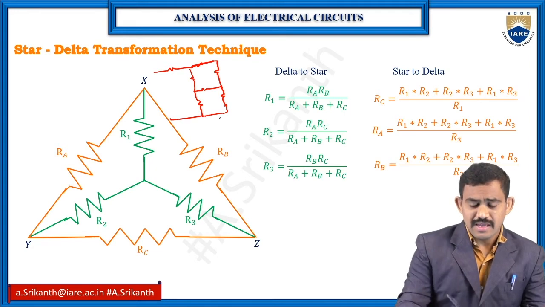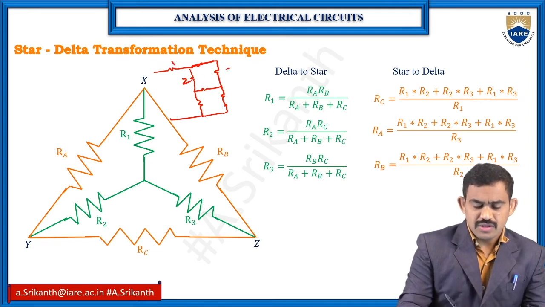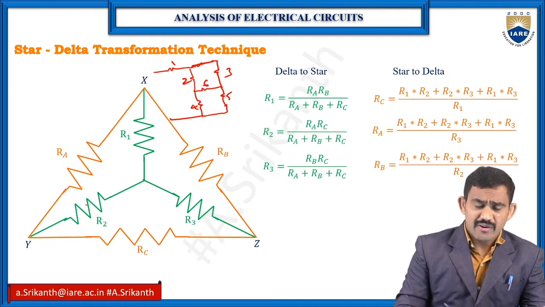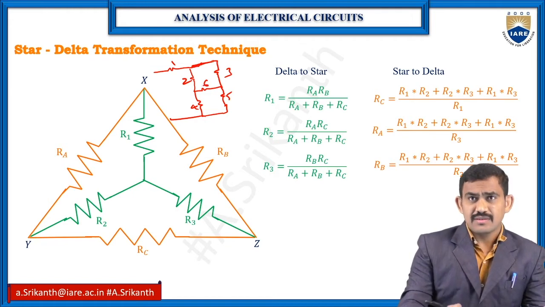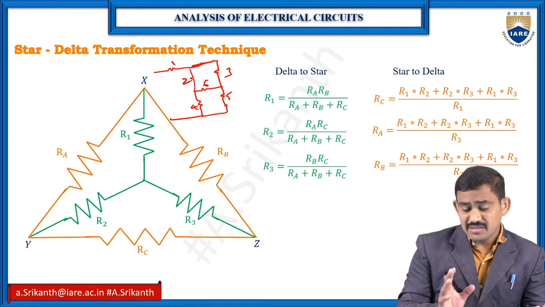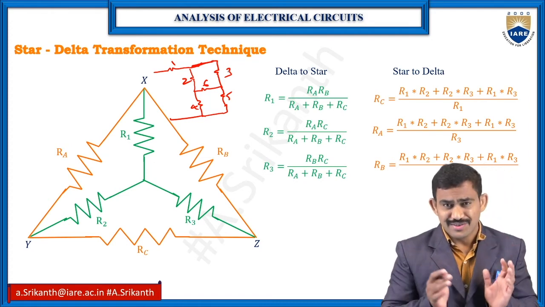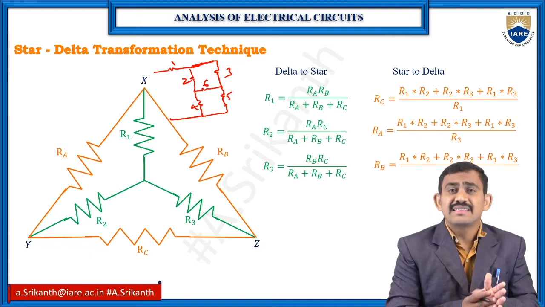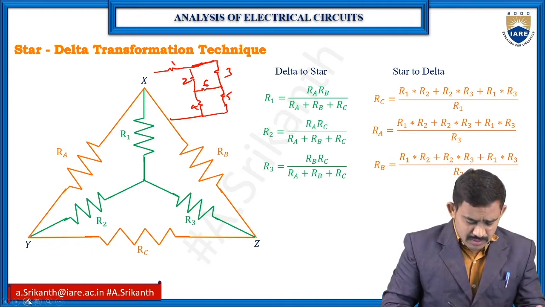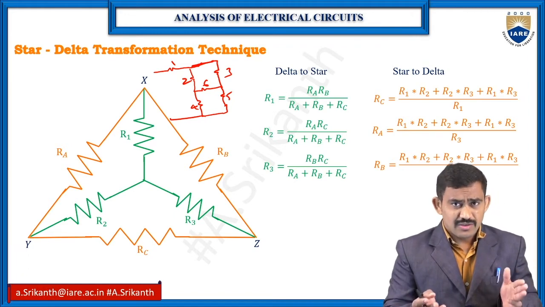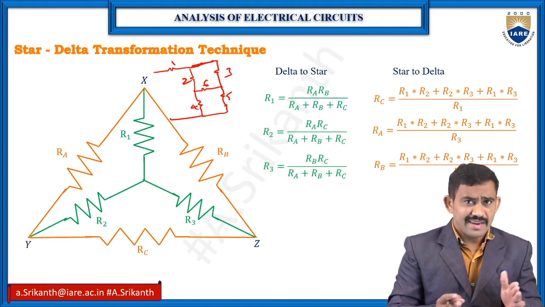Some values I have like 1, 2, 3, 4, 5, 6. Okay. Now I want to convert the circuit. First of all, I don't have any series and parallel for this circuit. So I want to convert in a different manner, meaning since I don't have series and parallel, I will go to star to delta or delta to star.